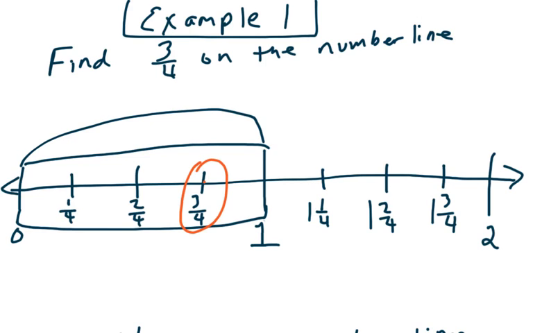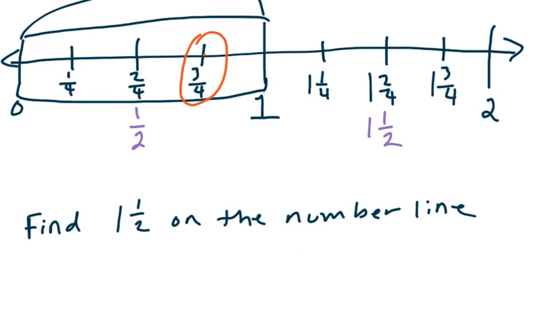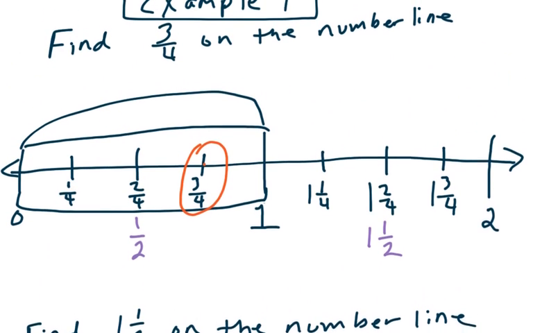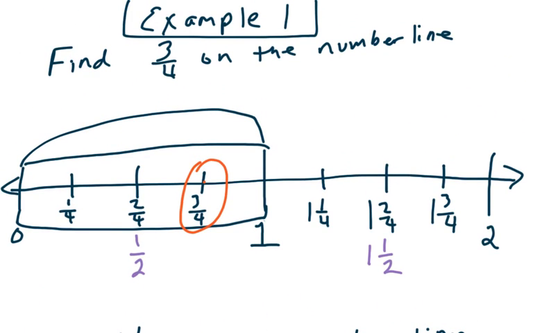And if I have another problem that happens to be on the same number line, another thing I can do is also label my halves. That 2/4 is also 1/2, and 1 and 2/4 is also 1 and 1/2. So now let's look at our next example. Our next example says find 1 and 1/2 on the number line. Well, your number line is already labeled, so the only thing you have to do is circle. 1 and 1/2 is right there, or 1 and 2/4.